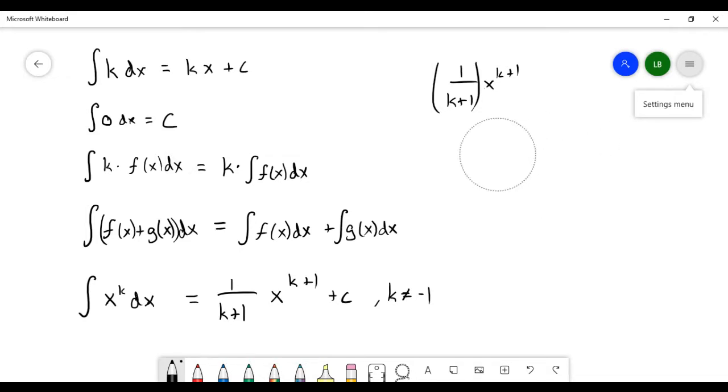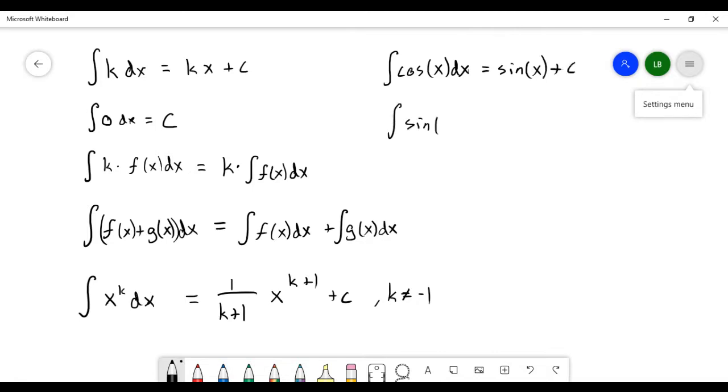A last couple of facts. These are going to be just a couple of really basic integrals of trig functions. We had the integral of cosine of x is equal to sine of x plus c. And lastly, the integral of sine of x is negative cosine of x plus c. And these are just a few integration formulas you should know.